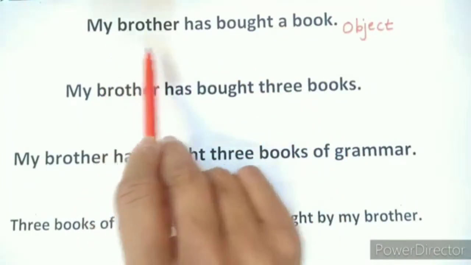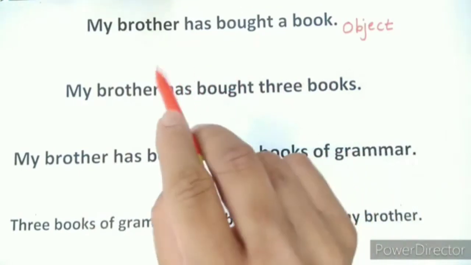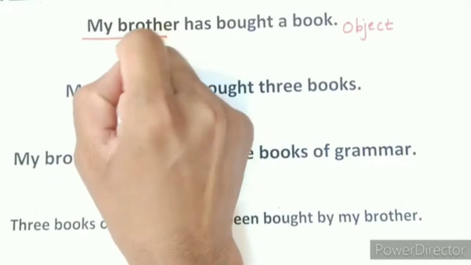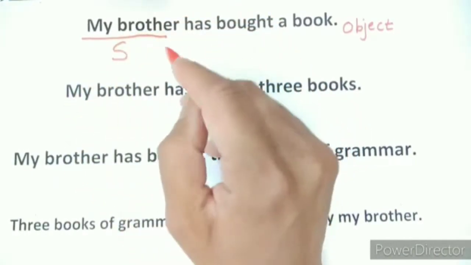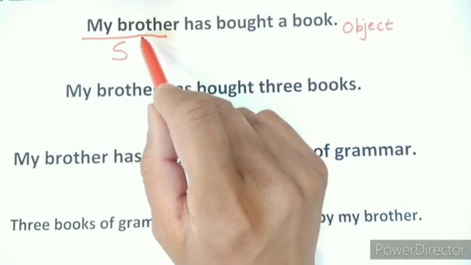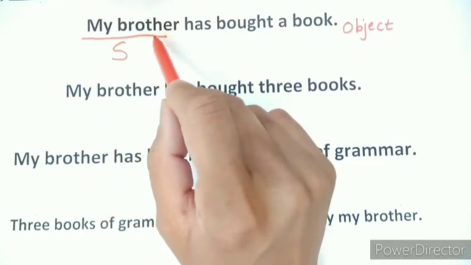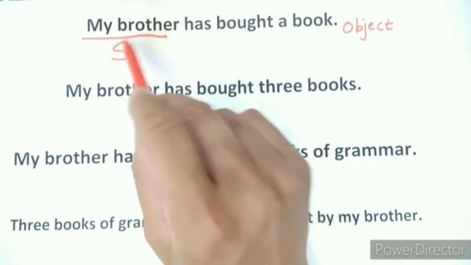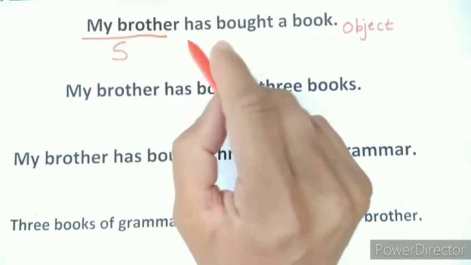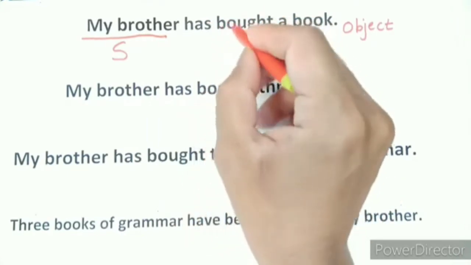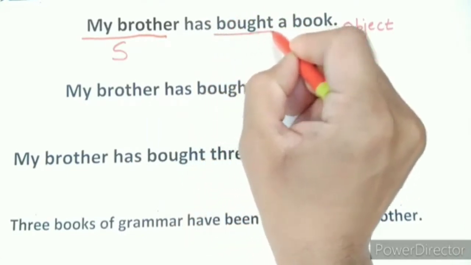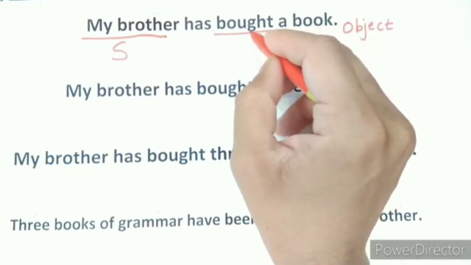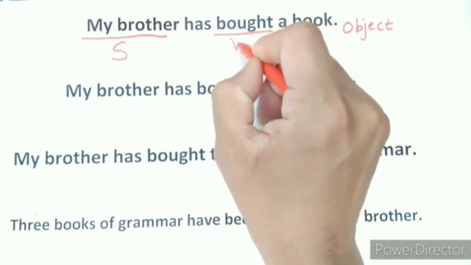I read the sentence, my brother has bought a book. In this sentence, my brother is the subject of this sentence, as this part denotes who is performing the action, who is the doer of action, and that is why my brother is the subject of this sentence. Now let us move to the second component of this sentence, bought. This is an action denoting word and therefore it is a verb.